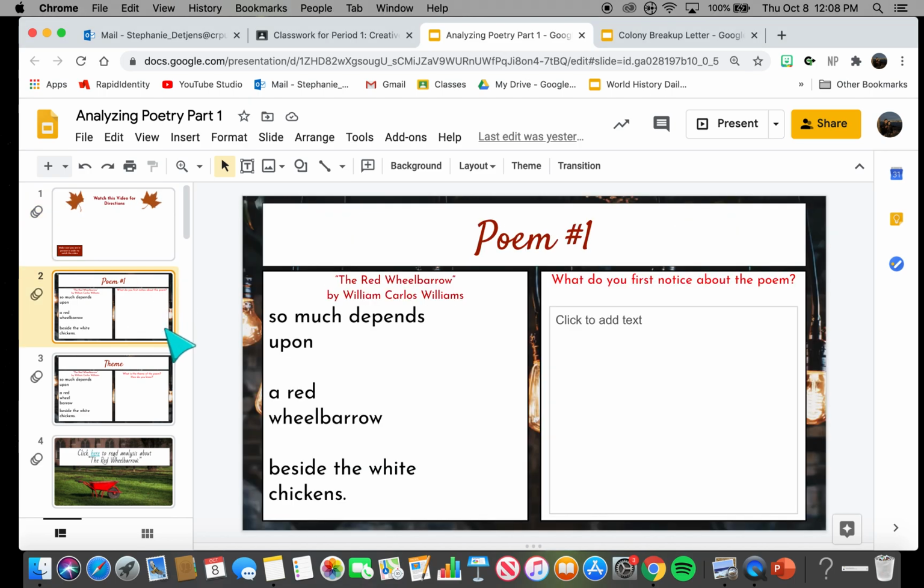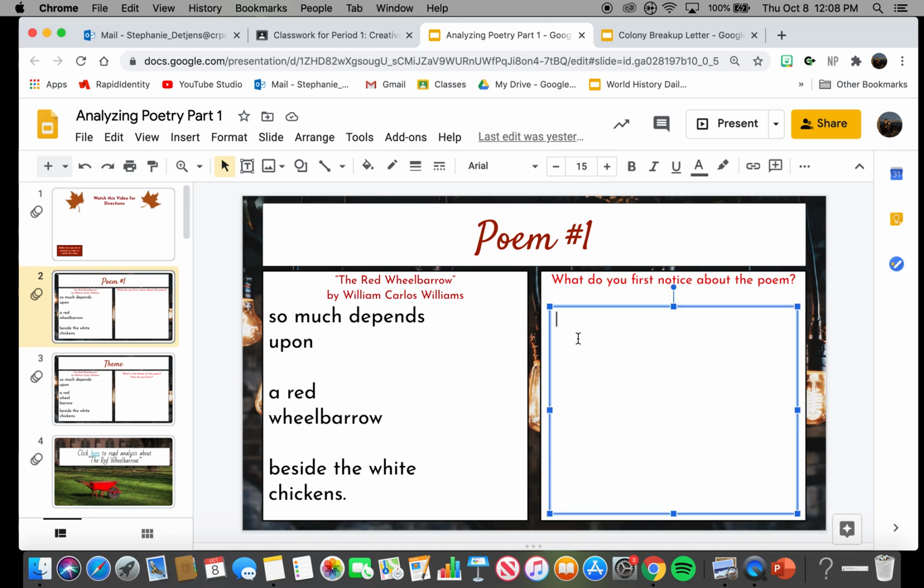So the first thing that you're going to do on slide 2 is get poem number 1. The poem is called The Red Wheelbarrow by William Carlos Williams. So the poem is, so much depends upon a red wheelbarrow besides the white chickens.